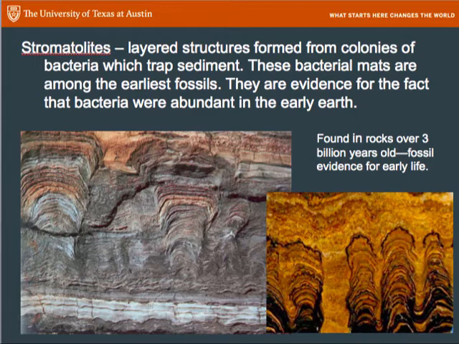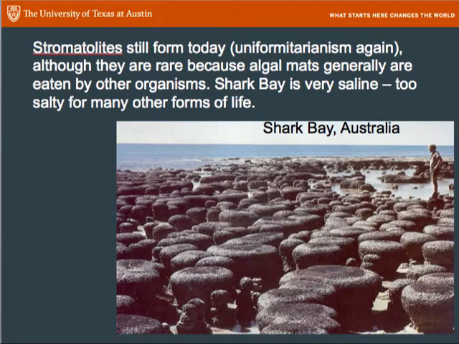Here's two pictures of stromatolites, the one on the left from very, very early, and the one on the right much younger. Stromatolites still form today. Uniformitarianism rears its head again. That's one of the reasons why we know what they are and how they form. They're rare because algal mats like these are generally eaten by other organisms, so they develop in places where there are not a lot of other organisms around. Shark Bay in Australia is very salty, and most forms of life won't grow there.